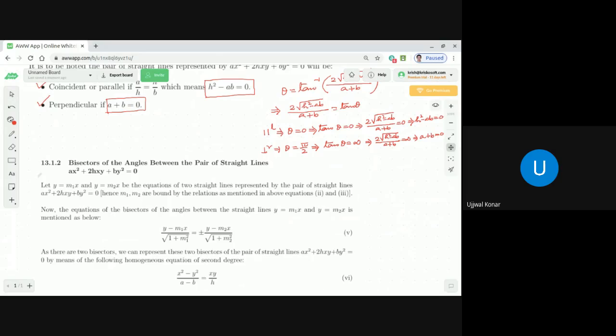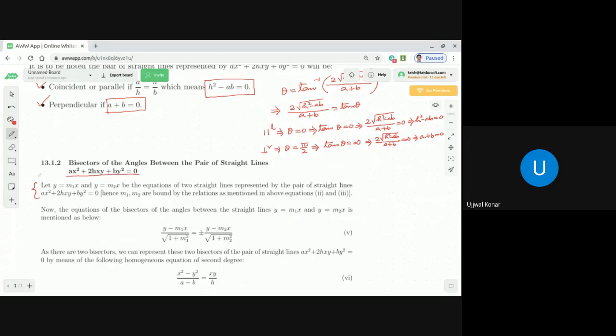Our joint representation of that pair of straight lines passing through the origin is, as you see, ax square plus 2hxy plus by square equal to 0. Let y equal to m1x and y equal to m2x be the equations of the two straight lines represented by the pair of straight lines ax square plus 2hxy plus by square equal to 0.